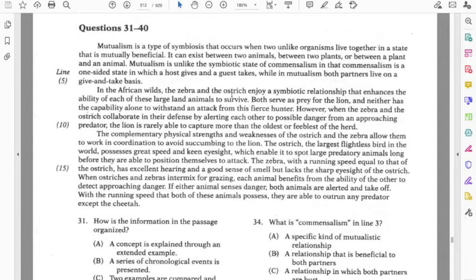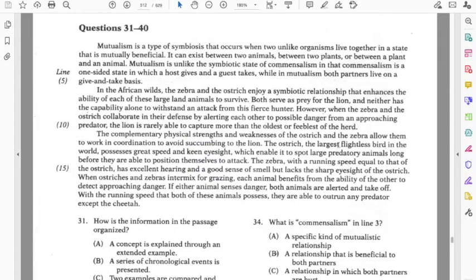The ostrich and the zebra, they alert one another through sounds, through motion somehow. And then they travel in groups or herds, and the feeblest are the weakest. So the lions, as we've seen on television, generally only capture or eat the weakest or the smallest or the ones that are injured. The complementary, with an E, meaning they work with each other. Physical strengths and weaknesses of the ostrich and zebra allow them to work in coordination to avoid succumbing to the lion. Again, some words that a lot of test takers are going to be largely unfamiliar with.